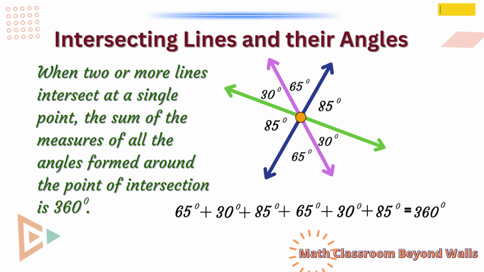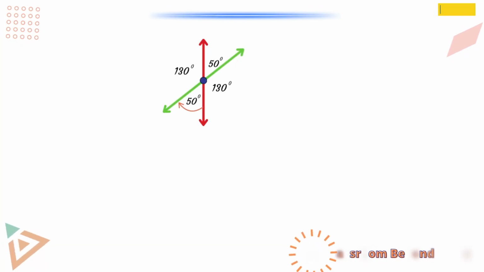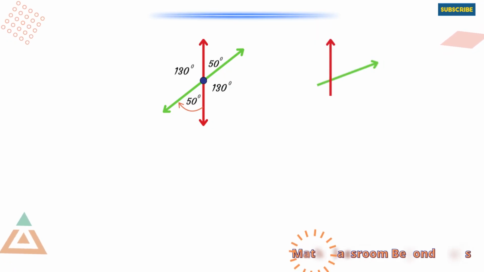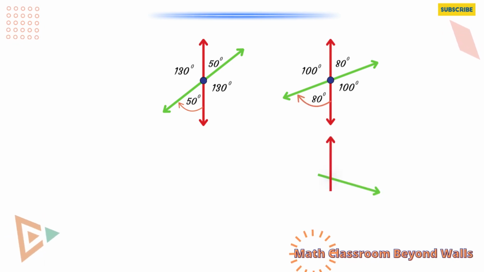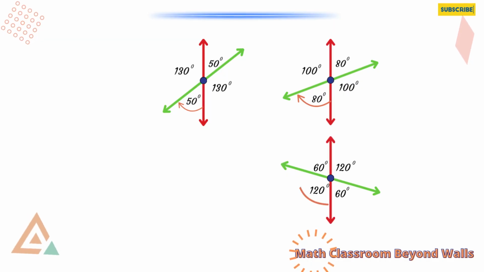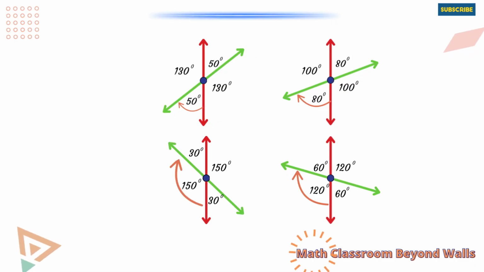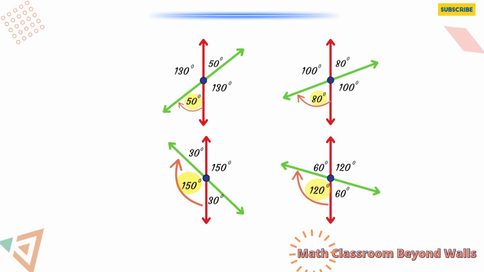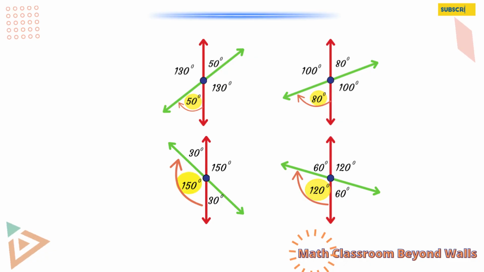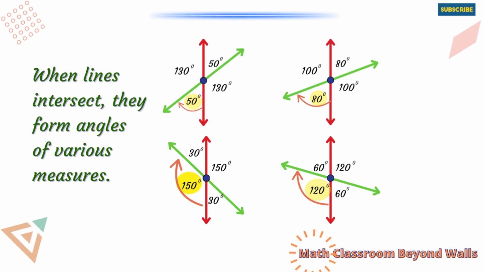Okay, let us observe this series of 2 lines intersecting at a point producing angles. Here's the first. Here's the second. The third. And here's the fourth. What did you observe, learners? You're correct. Every two lines intersecting at a point form angles of different measures. So when lines intersect, they form angles of various measures.